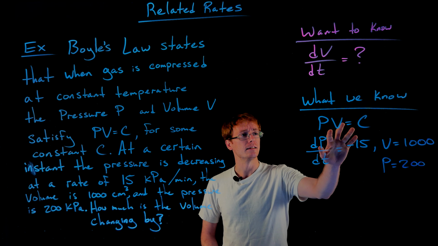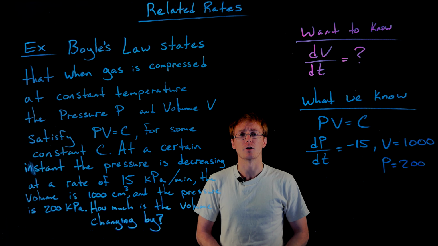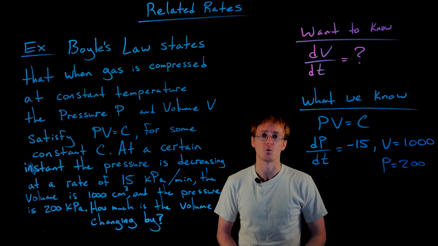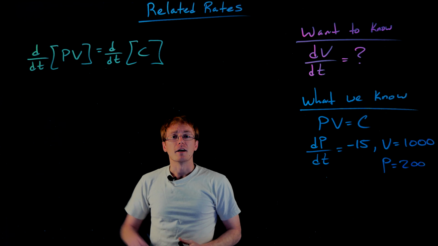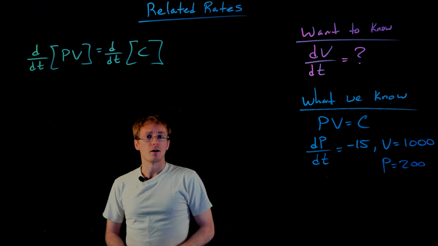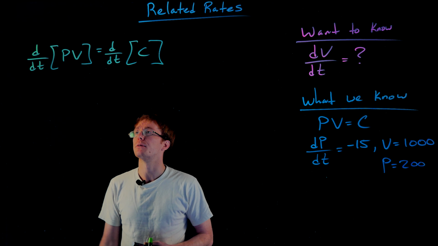We are ready to differentiate this relationship between our quantities to find an equation that relates the rates of these quantities together. All right, so I've got it set up so that we are ready to differentiate Boyle's law with respect to time. And remember, this is going to be some implicit differentiation and require use of the chain rule as well as some of our other derivative rules.